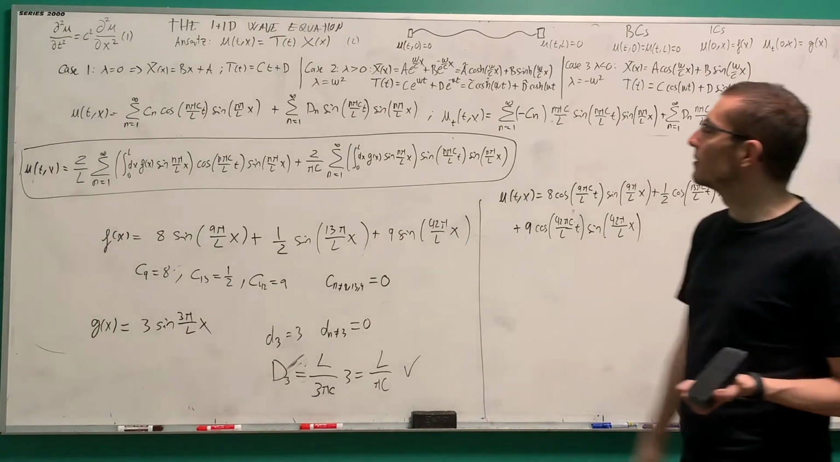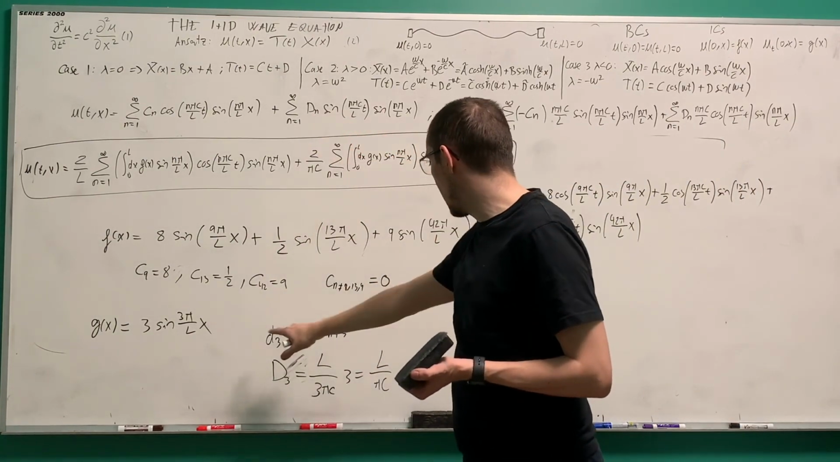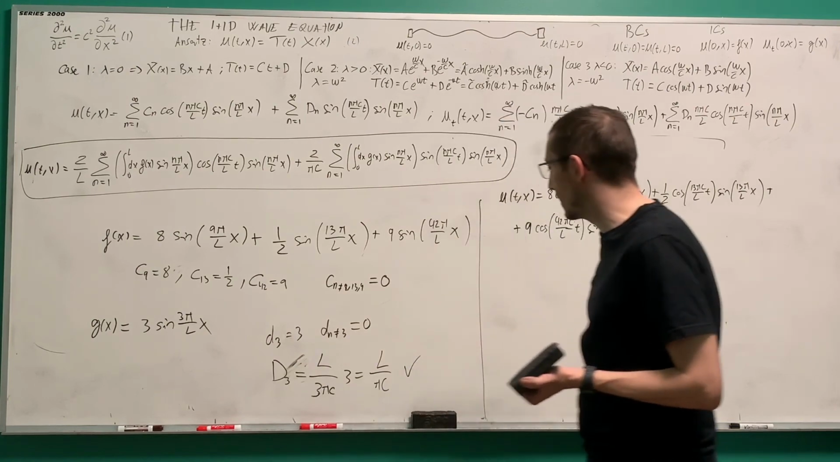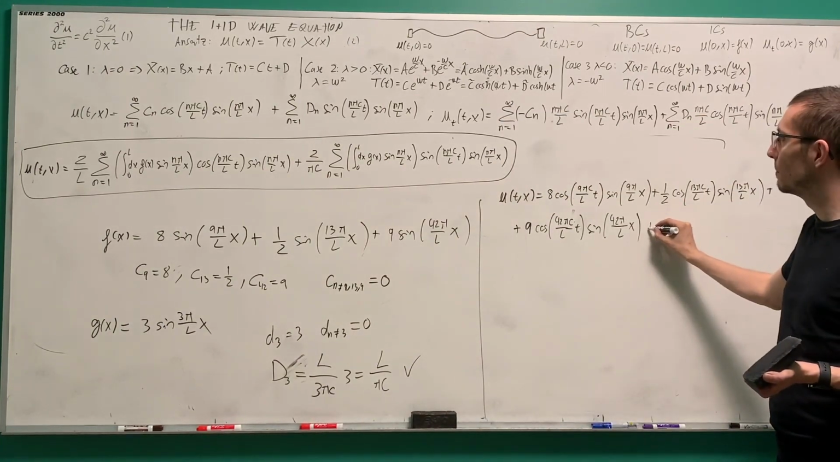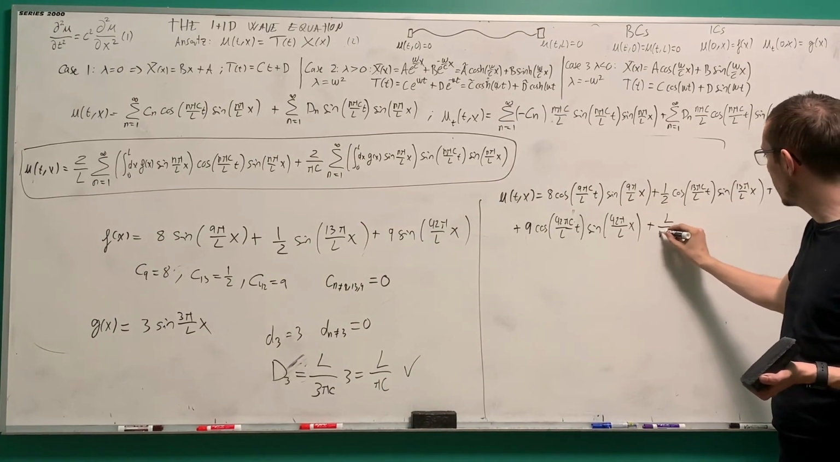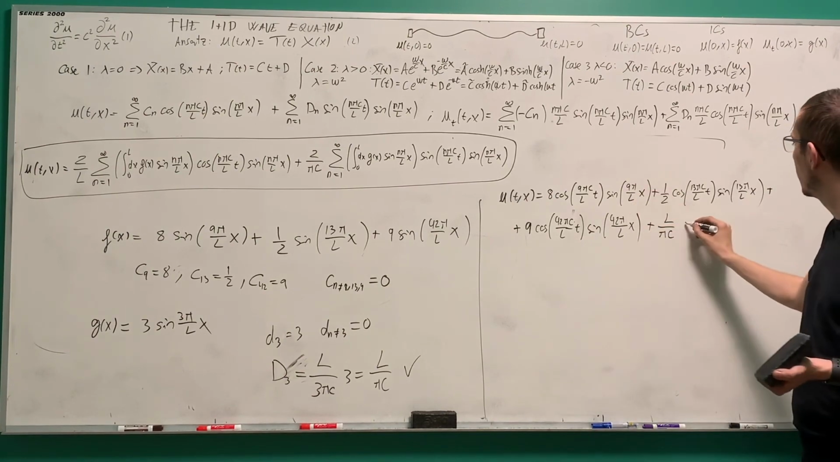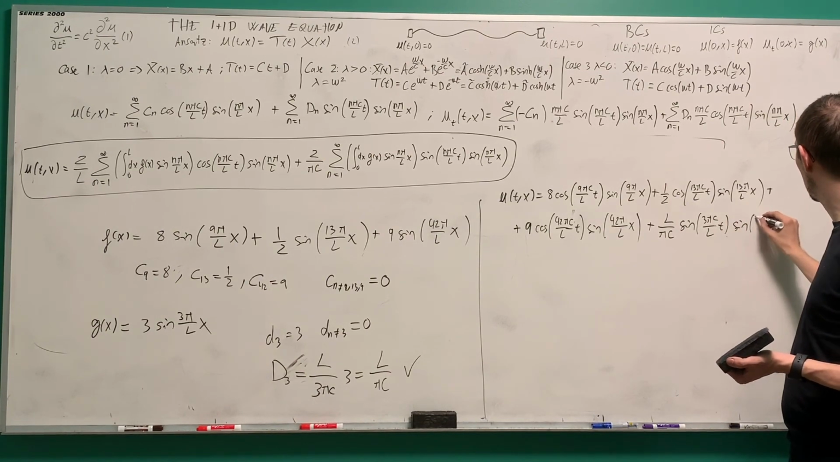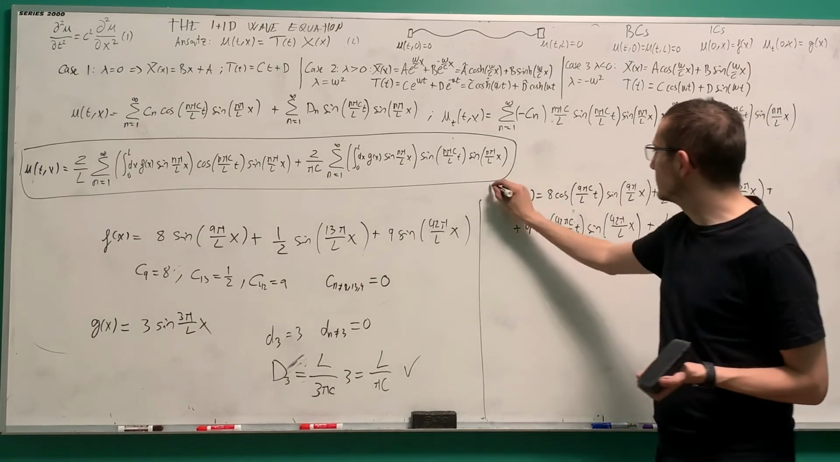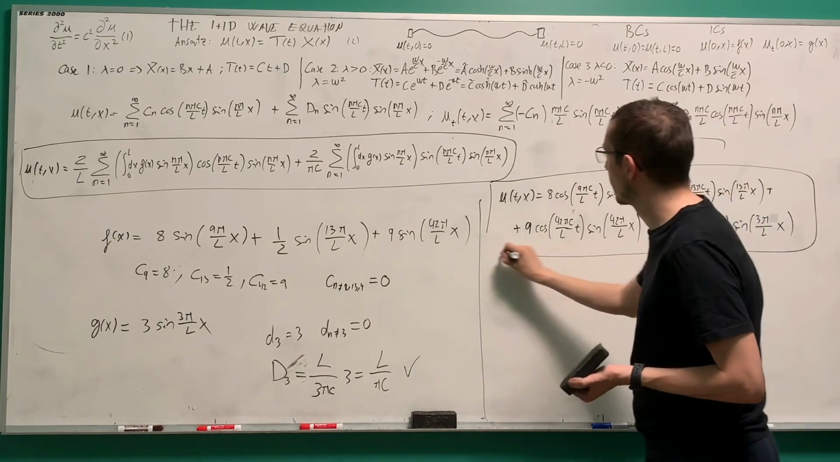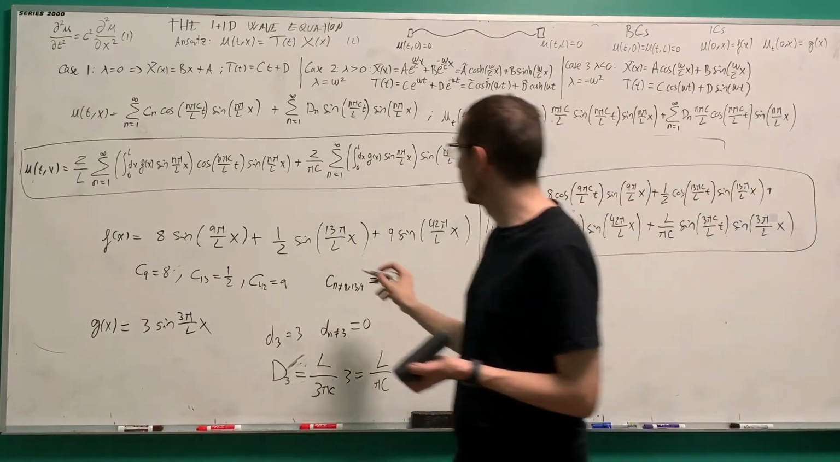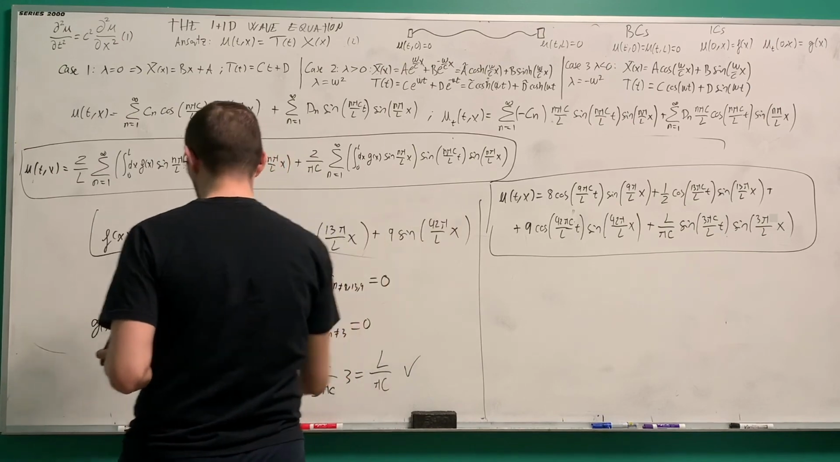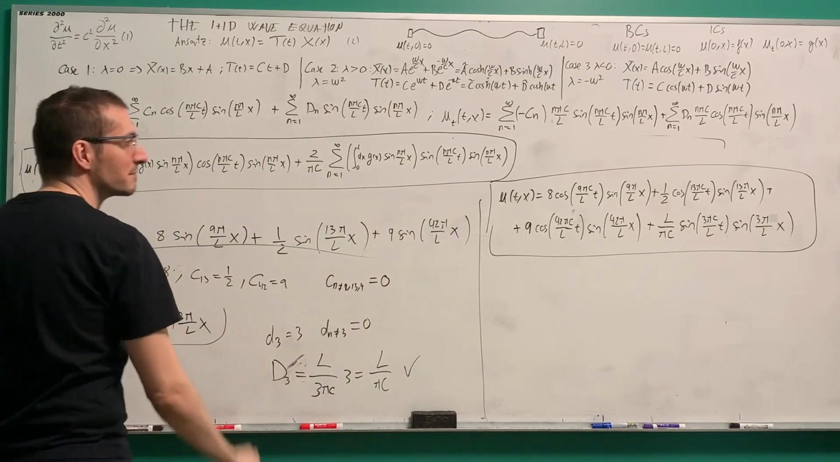And then we have one summand on this series with the dn, and there's the d3, and the d3 is L divided by pi c. So that would be plus L divided by pi c, and then sine of 3 pi c divided by L t times the sine of 3 pi over L times x. And that is the solution. That's the one that would correspond with this choice of f of x and this choice of g of x.